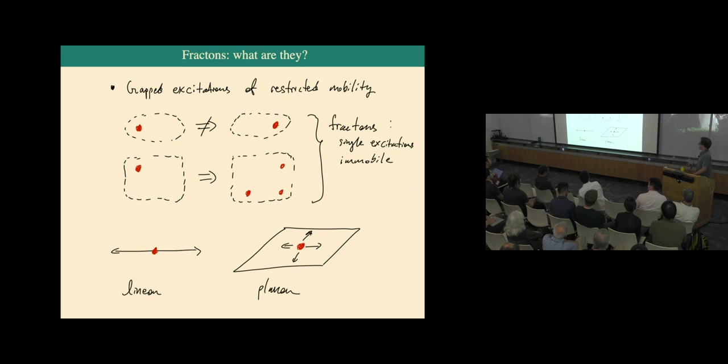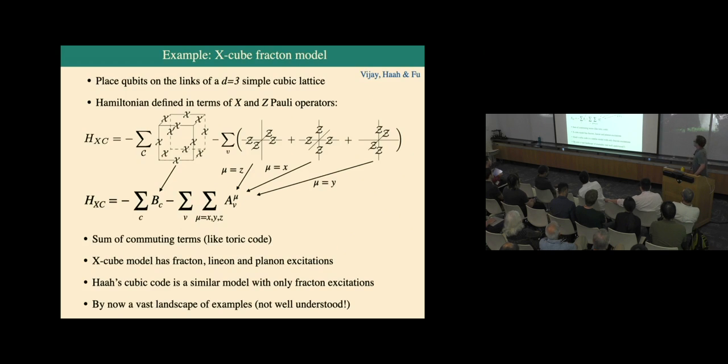Okay, and you can also have other kinds of excitations of restricted mobility. You can have excitations restricted to lines or planes. Just to mention one example, which I think is probably the simplest example, this is called the X-cube fracton model. Qubits live on the links of a 3D cubic lattice. It's very much like the toric code. The Hamiltonian is a sum of commuting terms that are products of Pauli operators. It has fracton, lineon, and planon excitations. I won't go into any more details about this model.